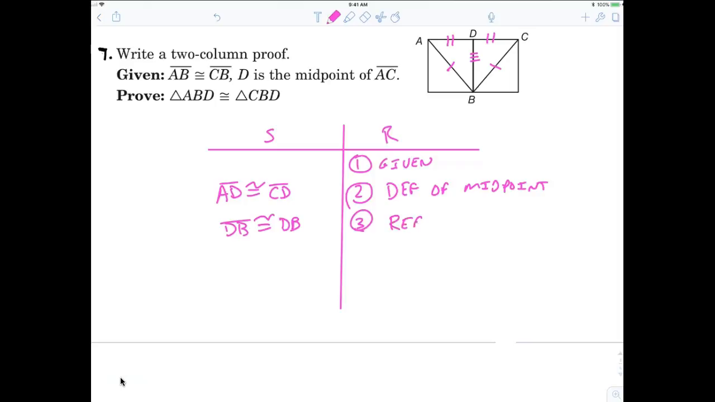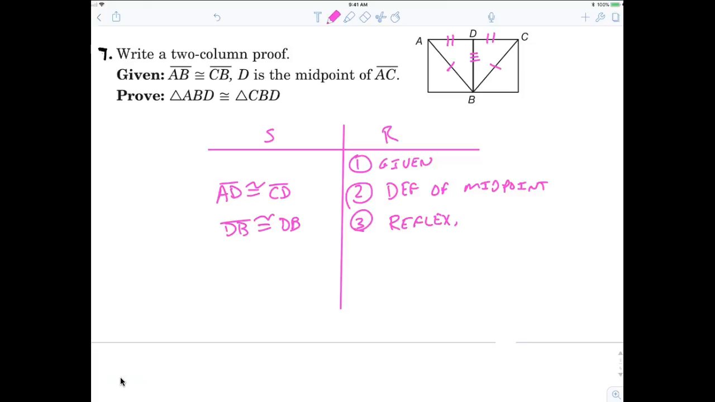Why is the definition of midpoint not segment addition postulate? What does segment addition postulate say? It just simply says the parts equal the whole. Honestly, that's all it says. It would say AD plus DC equals AC. That's all.